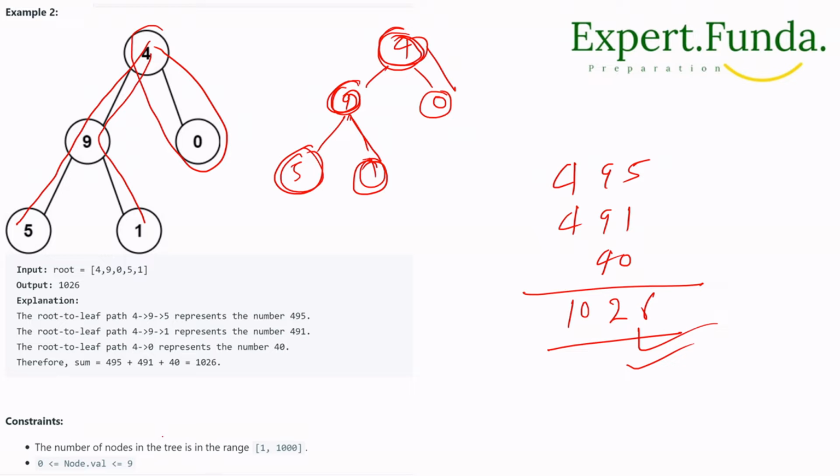Now the constraints: the number of nodes in the tree is in the range 1 to 1000, and the node values are from 0 to 9.